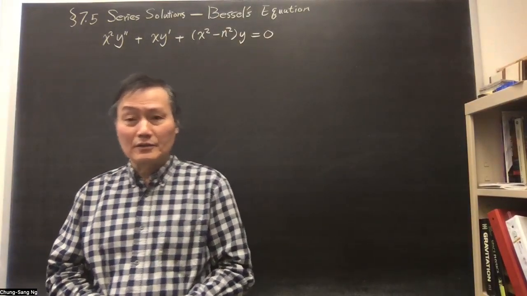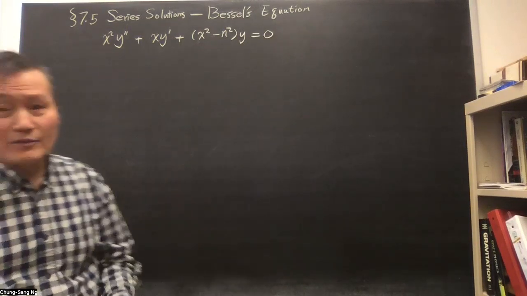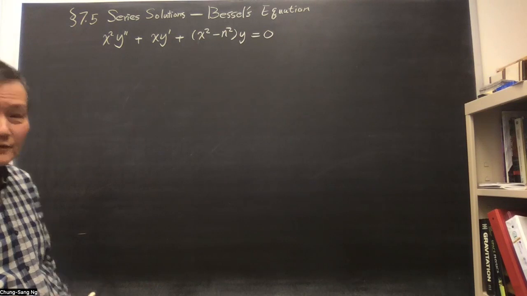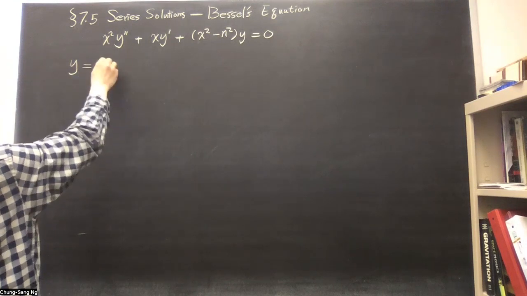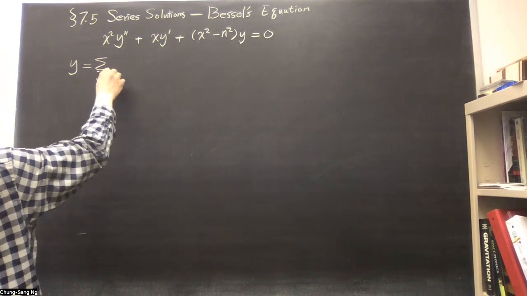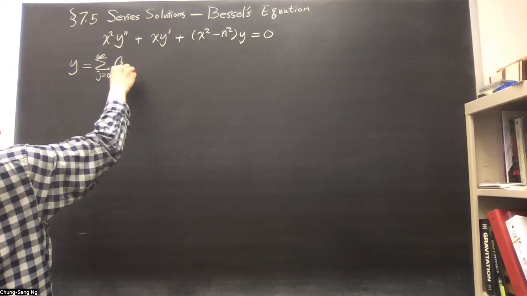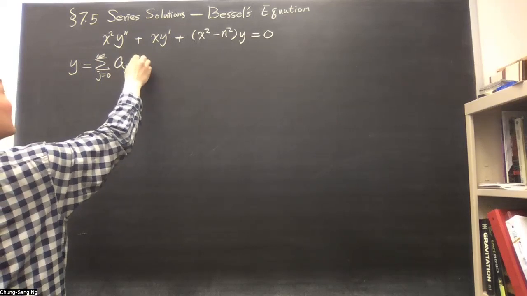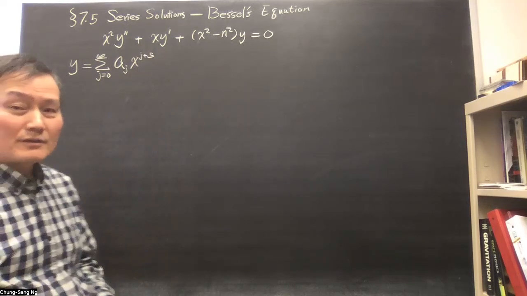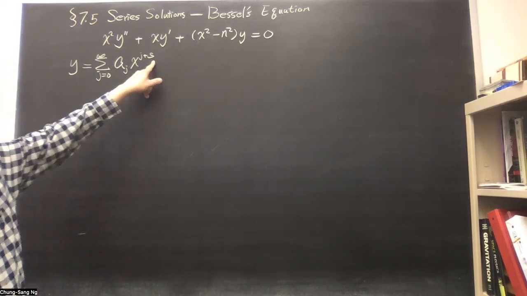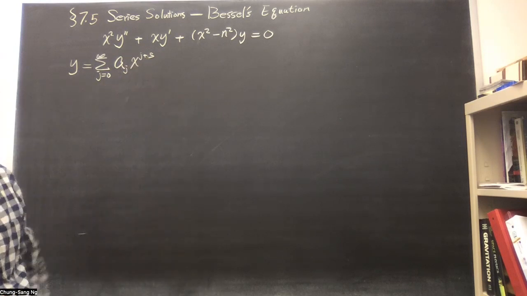Okay, let's try to find a series solution for the Bessel equation, following the form in 7.5. And we'll assume y has a series form, so we'll use the notation of the textbook. So y equals the sum over j, integer from 0 to infinity, and you have coefficient a sub j, and then x to the power of j plus an unknown index s. Because of the unknown index, you can assume it starts from 0 or any integer, it would just shift the value of s.